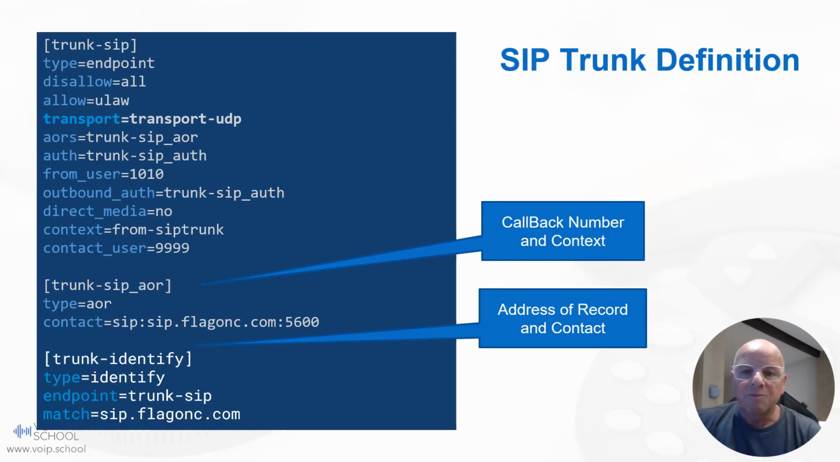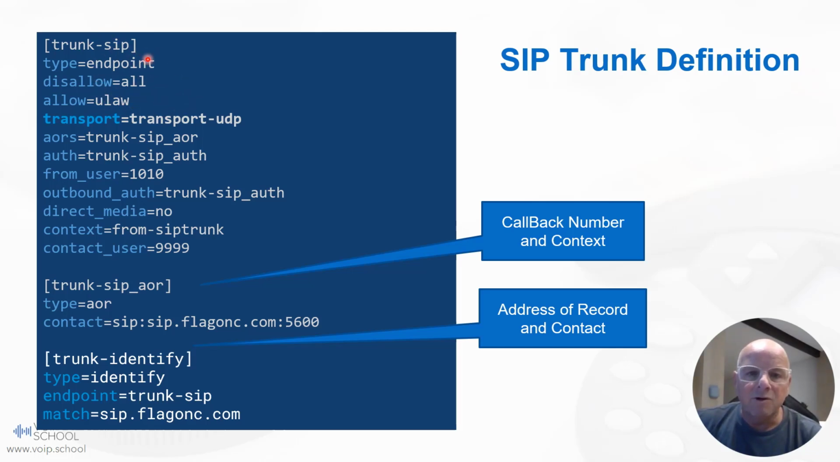Now we are going to the SIP trunk definition. So here we are going to define how you're going to send calls to the other platform, right? This is a little different than registration. You have sent a register. Now the platform knows your own IP address. Now we need to send calls. So we create this trunk SIP like an endpoint.